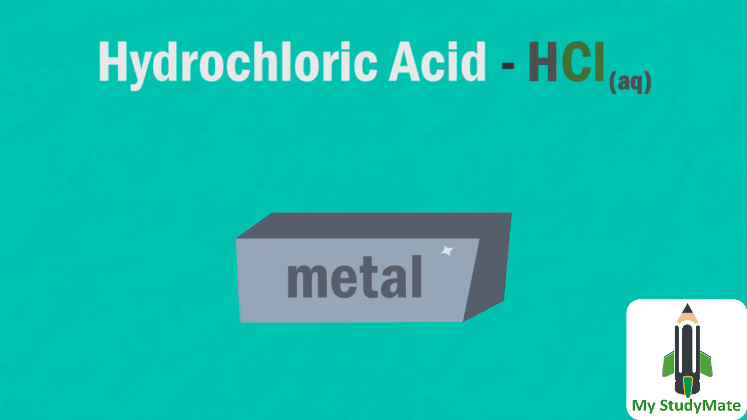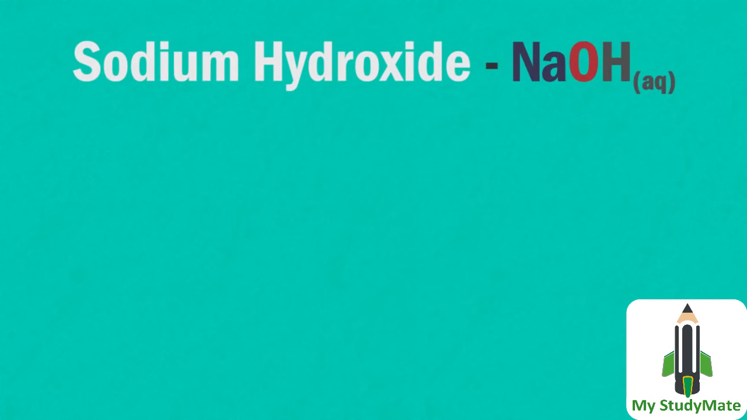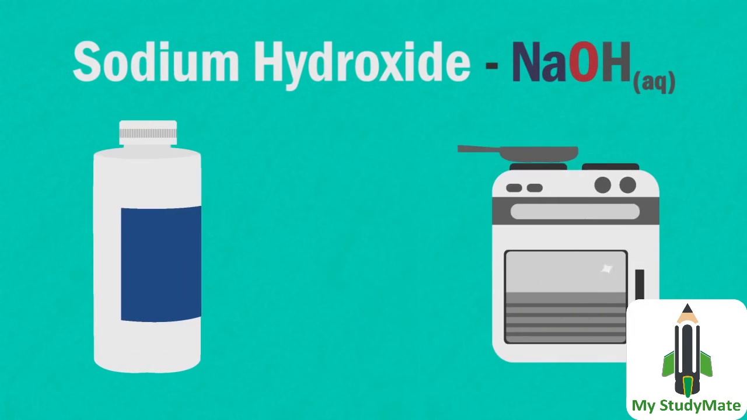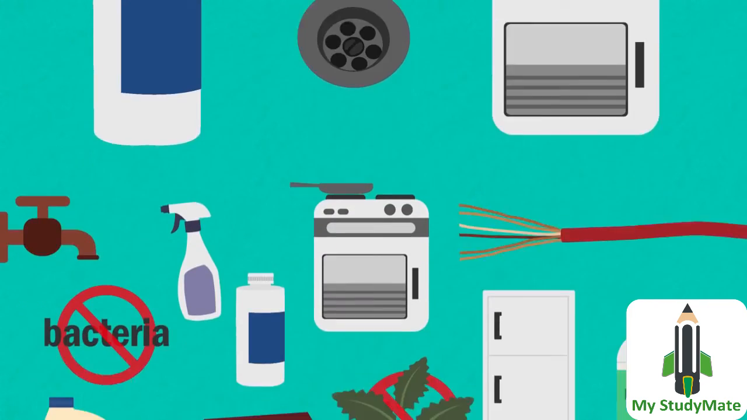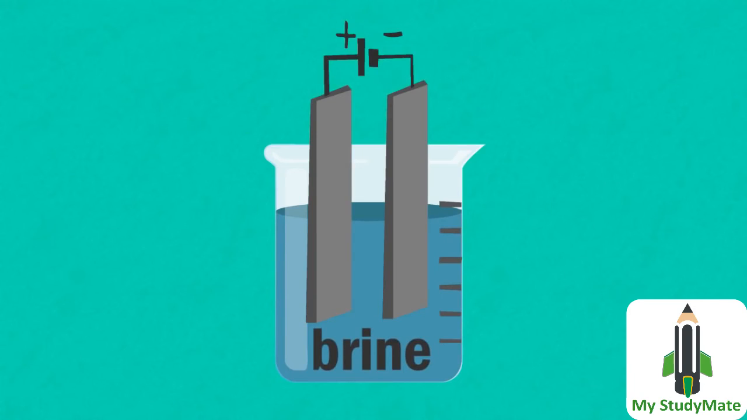It too can be used for cleaning metal, but it is also used for producing chloride salts. Sodium hydroxide is another cleaning product, and the most common use for it in the home is for cleaning ovens and unblocking drains. That's a rather amazing collection of uses from our original brine.